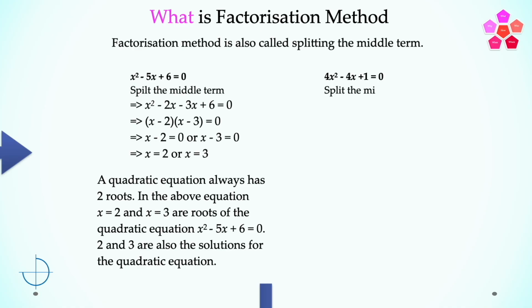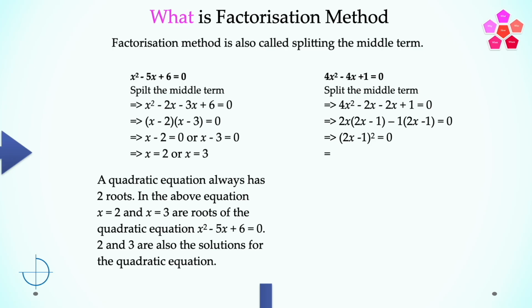We split the middle term again. We have 4x squared minus 2x minus 2x plus 1 is equal to 0. Once we simplify it further, we have 2x minus 1 whole square is equal to 0, which gives us x is equal to 1 by 2.